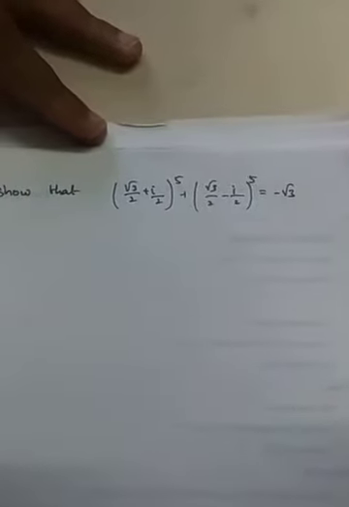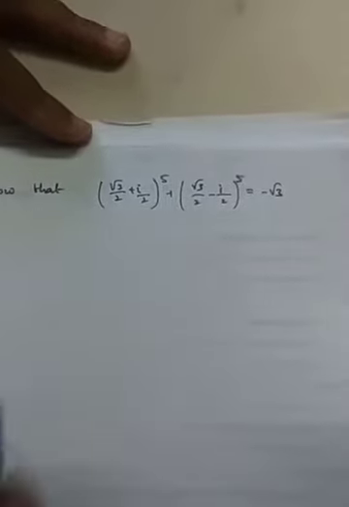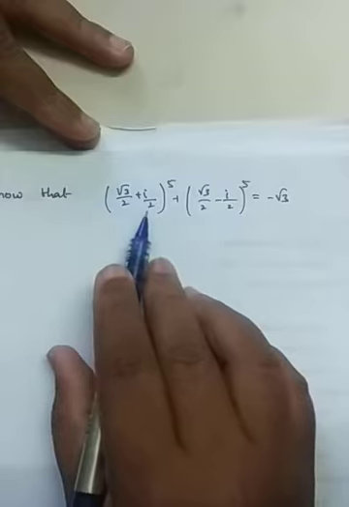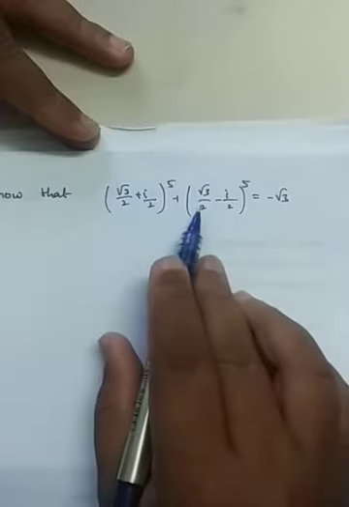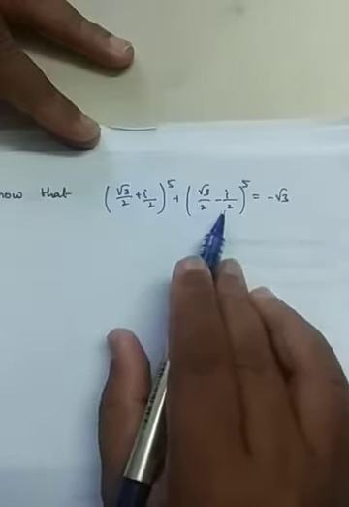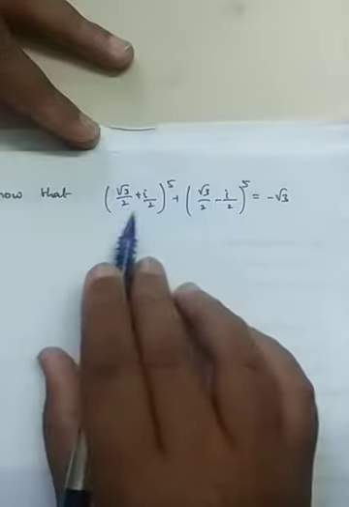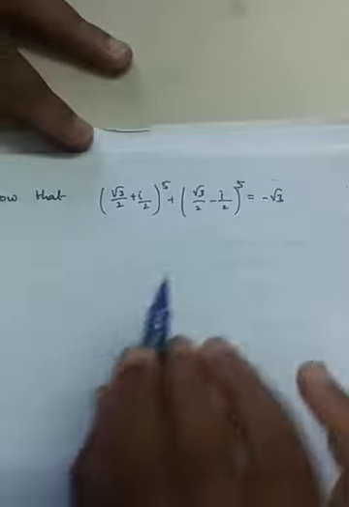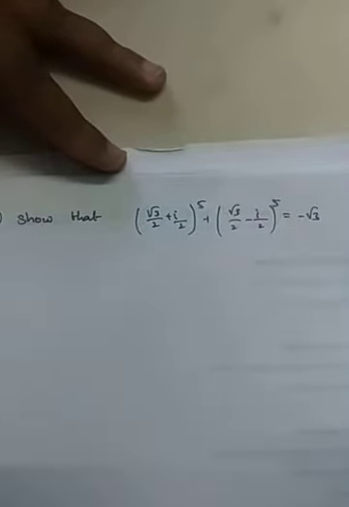So here you carefully do it. See it here, what they're saying. Square root of 3 divided by 2 plus i by 2 whole power 5 plus root 3 by 2 minus i by 2 whole power 5. Same only, here plus is the minus conjugate, so it's equal to minus root 3. That's the thing we need to prove. Before going to prove, we will convert this into polar form.